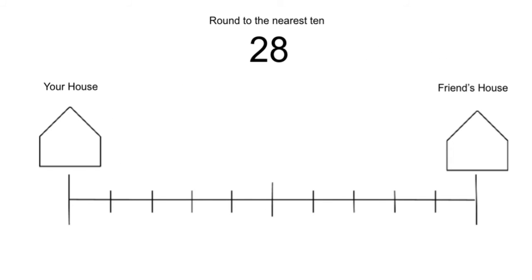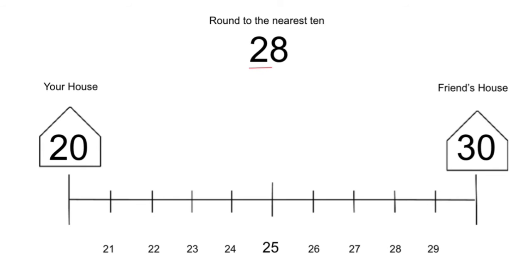Next example, rounding to the nearest 10. In the tens place, we have a 2, so that means your house has a 2 in the tens place. Your house always has a 0 in the ones place. So if you count by ones all the way over, your friend's house is always going to be 10 places more than yours. So your friend's house is number 30.